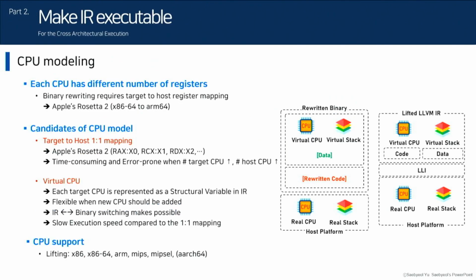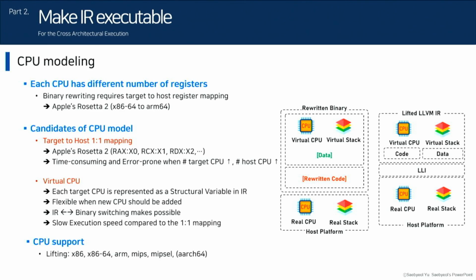Ensuring our generated IR is executable requires careful CPU modeling. Each CPU has a unique set of registers which primarily store execution results. To run the IR on the host architecture, we must map the target CPU to the host CPU. Two potential CPU modeling approaches are available.